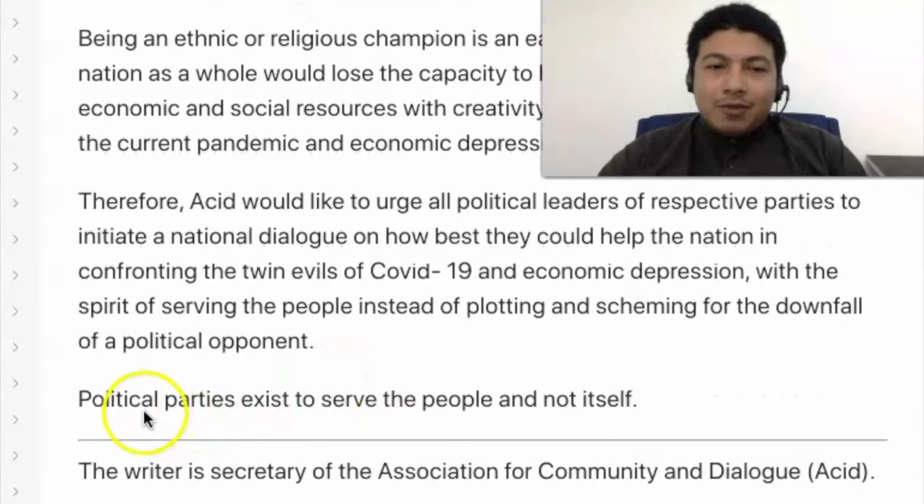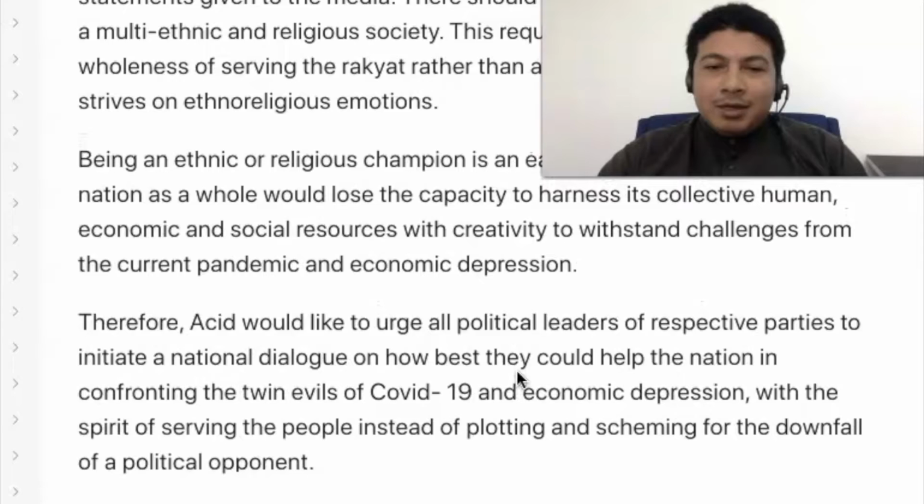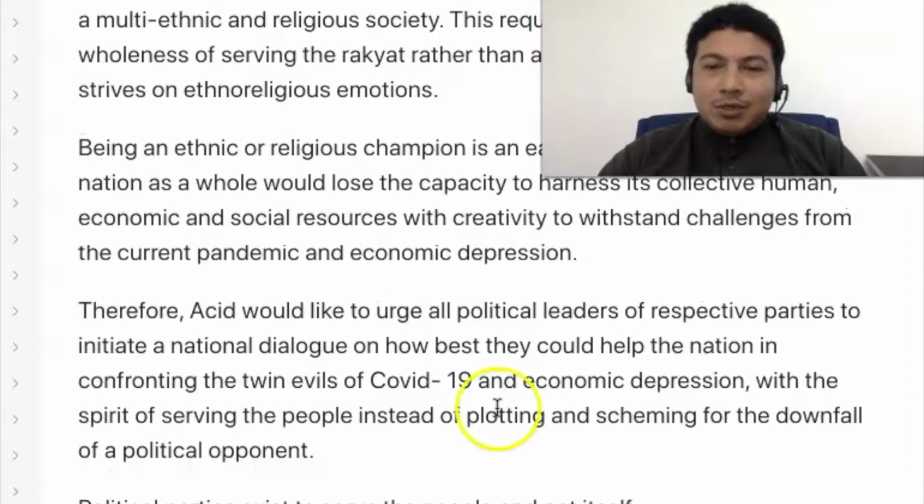So it ends with: political parties exist to serve people and not itself. So the implied main idea is that politicians don't really do what they are supposed to do, which is to serve the people. Instead, they are being selfish and focus only on grabbing power but not serving the people. So that is all about identifying main ideas, and in the next lesson we are going to talk about how to identify the main details, the supporting details.